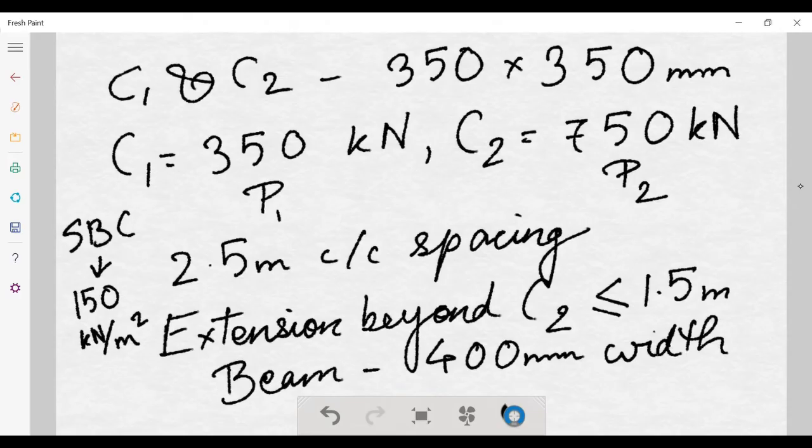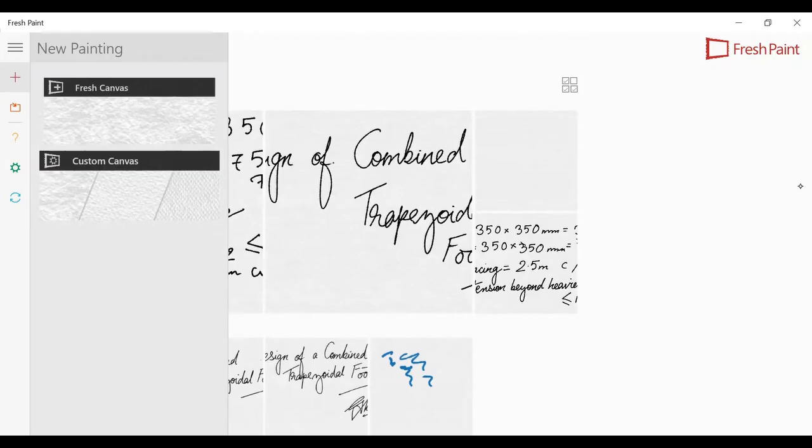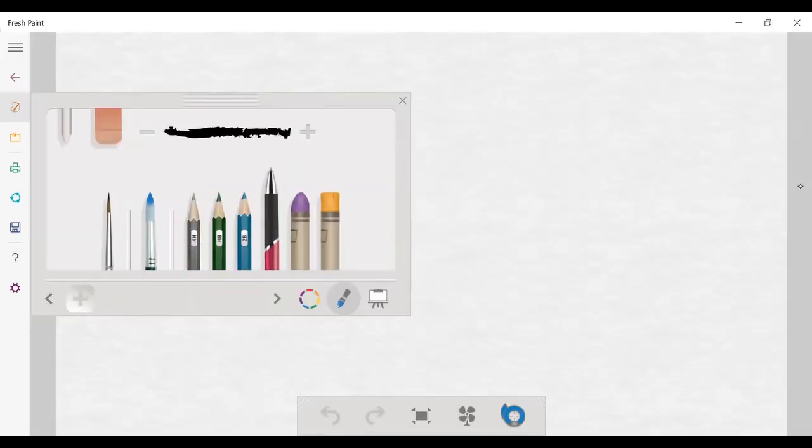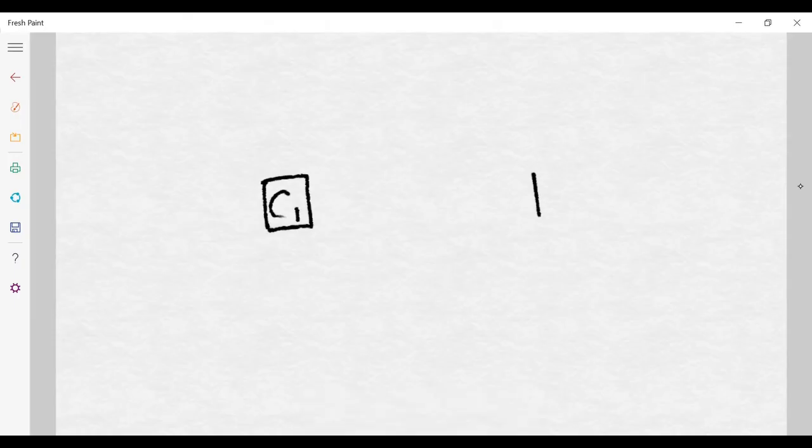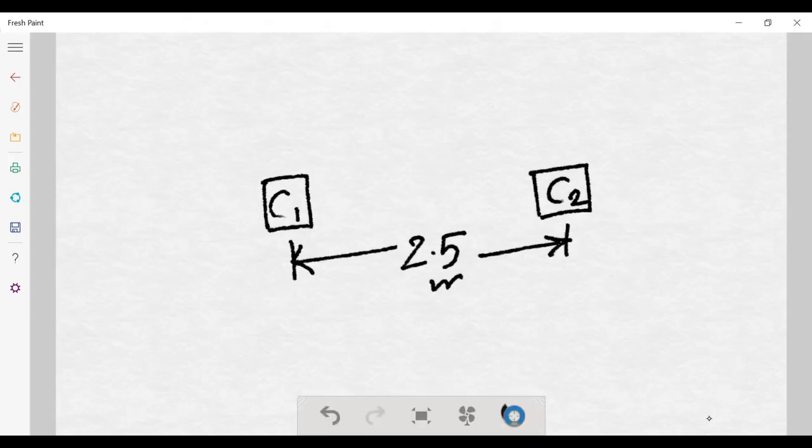We will now start solving it. Let's draw a preliminary diagram. How will it actually look? C1 will be like this, then C2 is like this. Between them, the center to center distance is 2.5 meter. Then extension beyond C2 is 1.5; you cannot extend it more than 1.5.